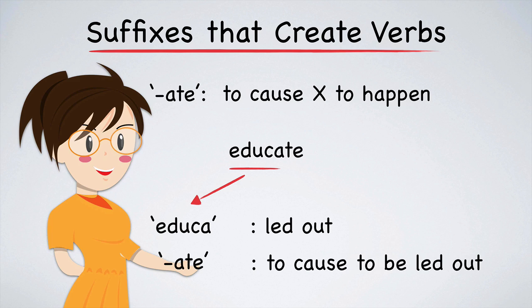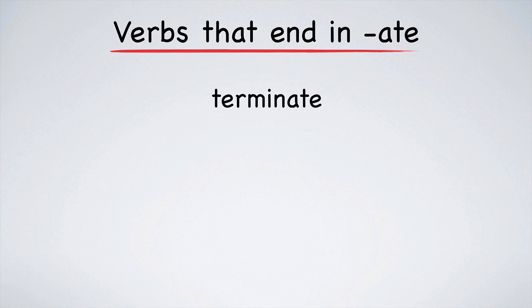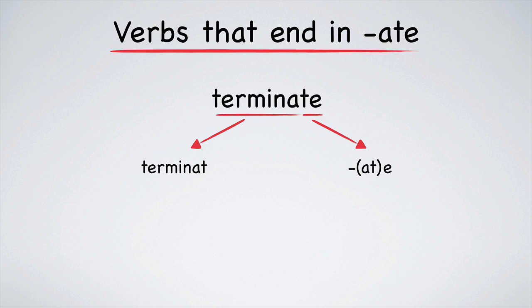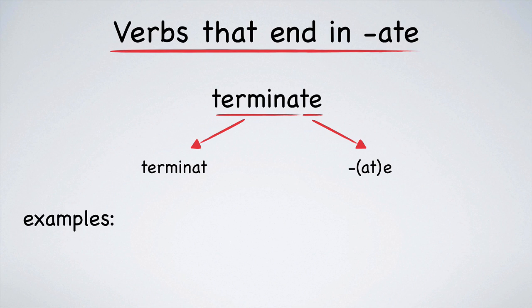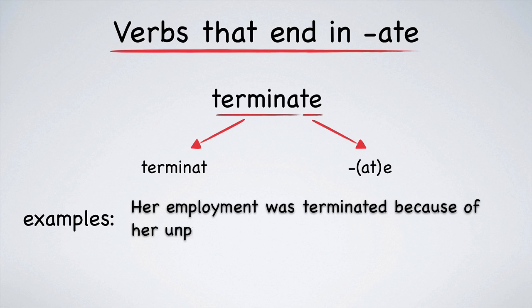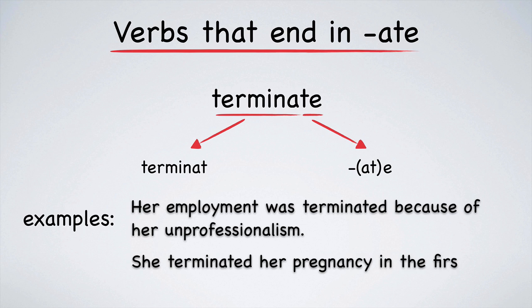Here's another example. Terminate. The root is terminat. It comes from Latin and means limited or ended. To terminate, then, means to bring an action towards a specified end, or to cause something to end. Take a look at these examples. Her employment was terminated because of her unprofessionalism. Or you could say, she terminated her pregnancy in the first trimester.